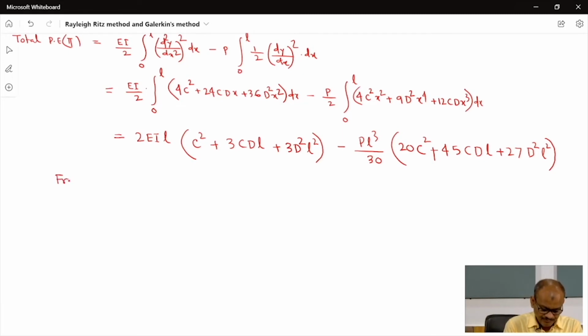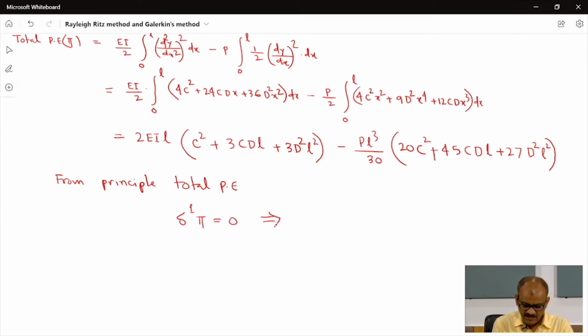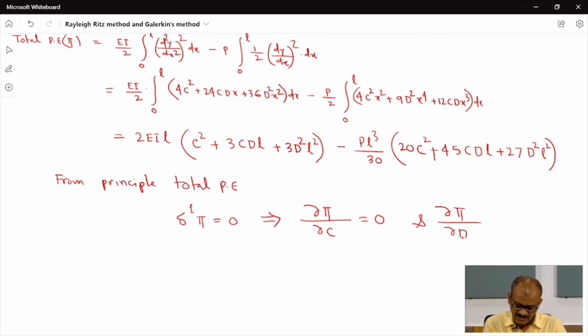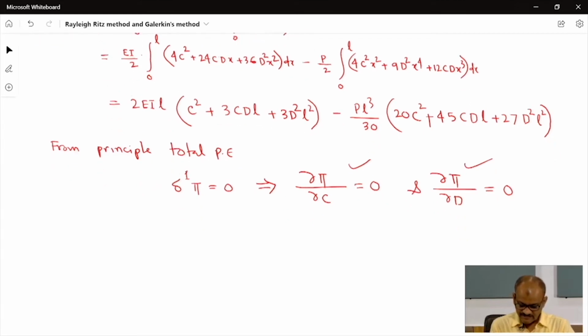From the principle of total potential energy, that is, the first variation of the total potential energy is equal to 0. From this you can write the partial differentiation of pi with respect to c is equal to 0 and del pi by del d is equal to 0. So, these two conditions will be giving two equations. So, let us find it out.